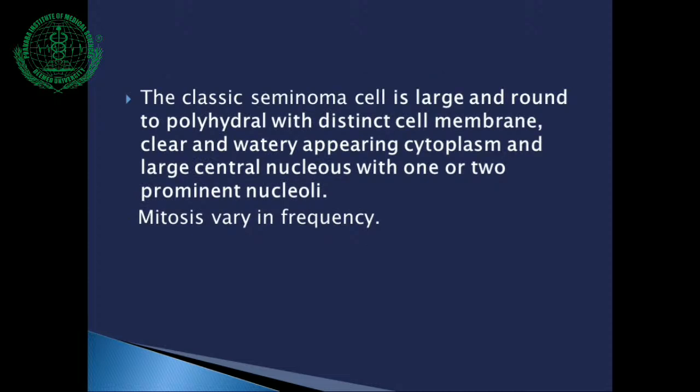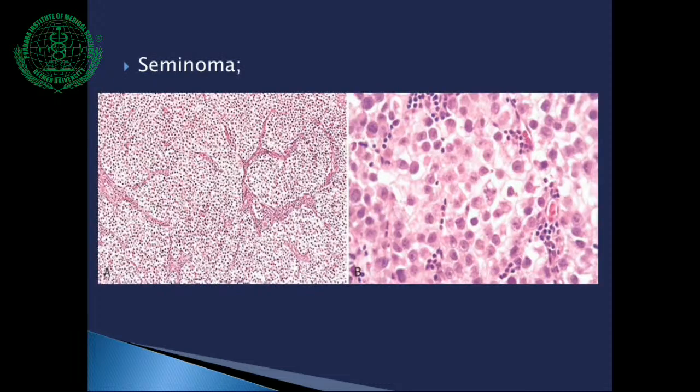The seminoma cells are arranged in sheets. The individual cells are large, with round polyhedral shape, distinct cell membrane and watery cytoplasm, and one or two large central prominent nucleoli, which is characteristically present in the seminoma. The mitosis varies in frequency.